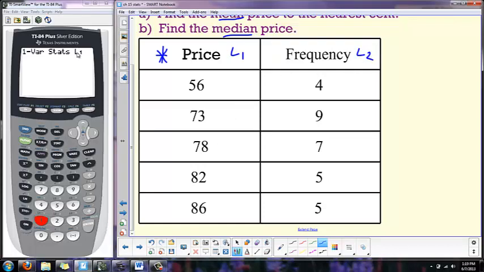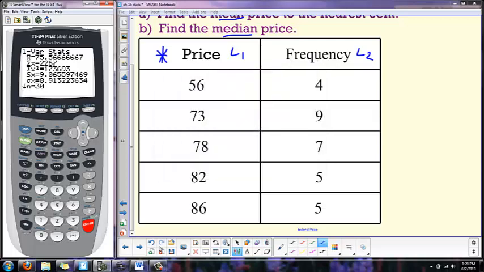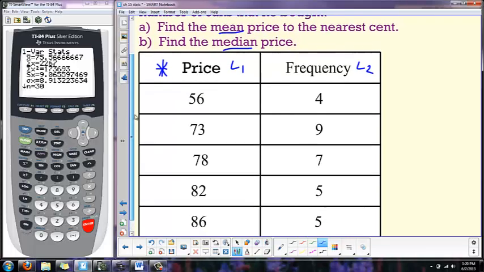So you can't just write L1, L2, you have to write L1, and then there's a comma button right here that I'm sure you've never noticed before, because we never use commas in math. L1, comma, and then do L2. Then you hit enter. That is a key, very important part of these questions. You need to tell the calculator that you have information in 2 different lists. And now it's going to give you all the information that you need, just like before.